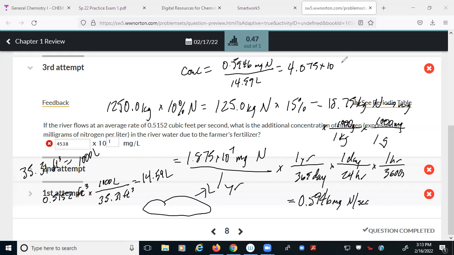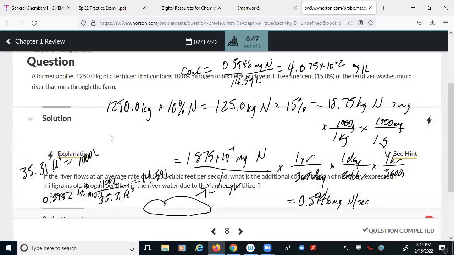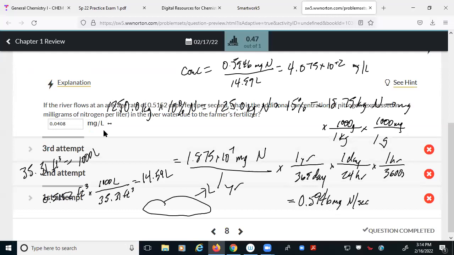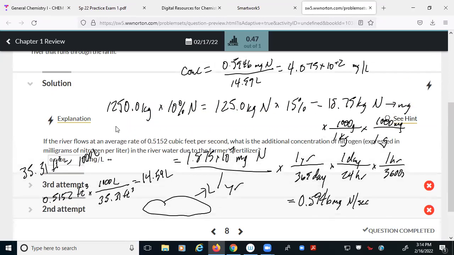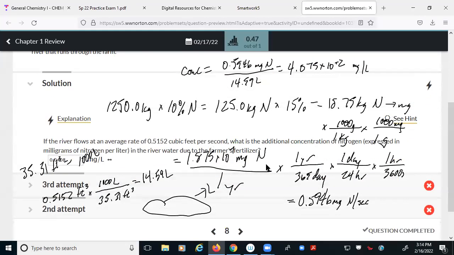.075 times 10 to the negative second milligrams per liter. And it's pretty close. Yeah, 0.408 they say. We rounded to 3 sig figs as well, which I'm not sure exactly why they did, unless I'm missing a detail somewhere. I guess percents. You get the same answer within rounding.